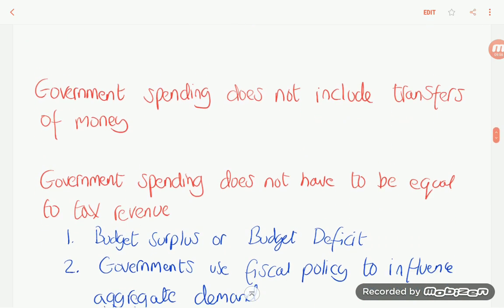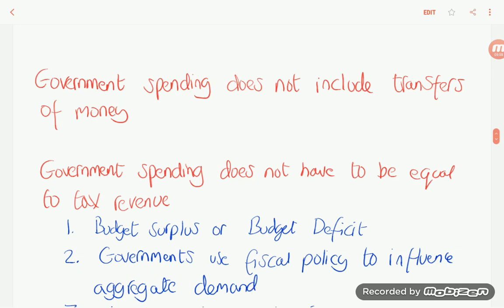Government spending. Government spending doesn't include transfers of money. The government spending component of aggregate demand is the money spent by the government on public goods and services, that is education, healthcare, defence and so forth. Only money that directly contributes to the output of the economy is included. This means transfers of money, such as benefits like job seekers allowance or pensions, are not included because there's no output produced in turn. Government spending is quite a large component of aggregate demand, so changes in government spending can have a big influence on aggregate demand.